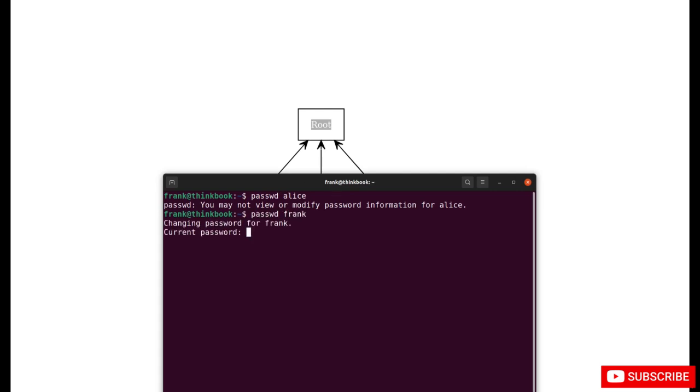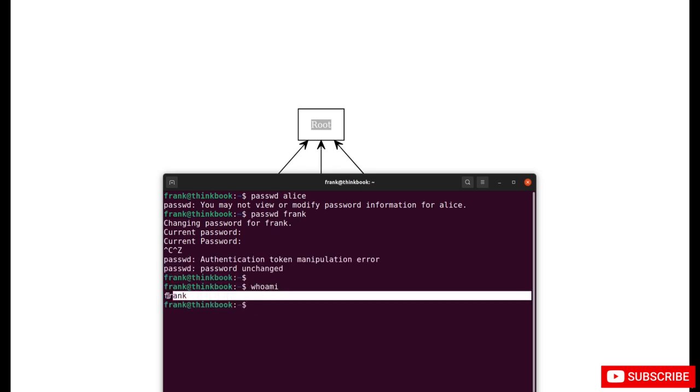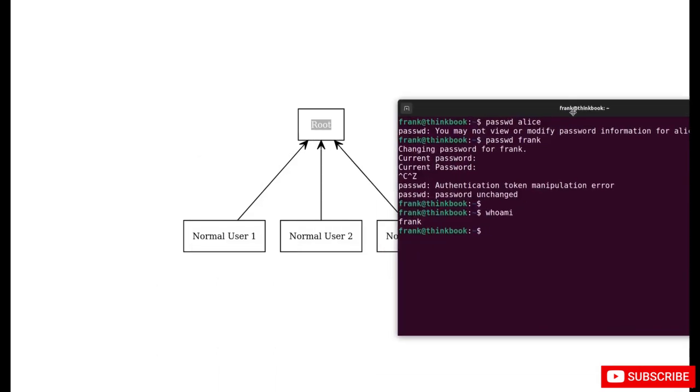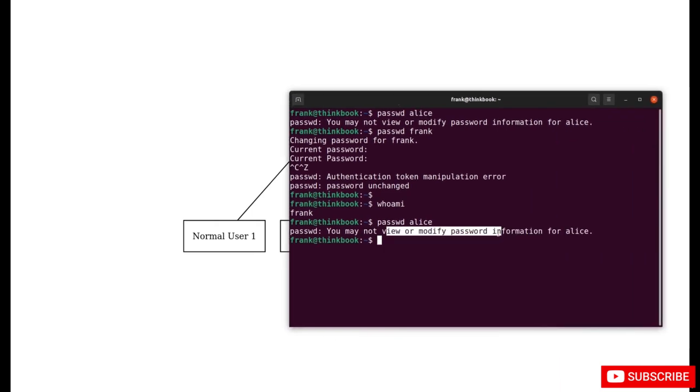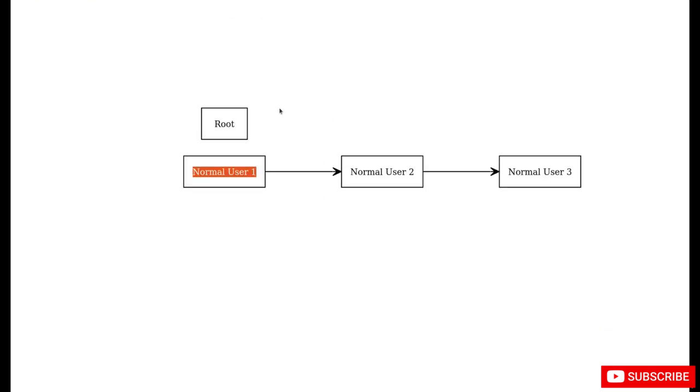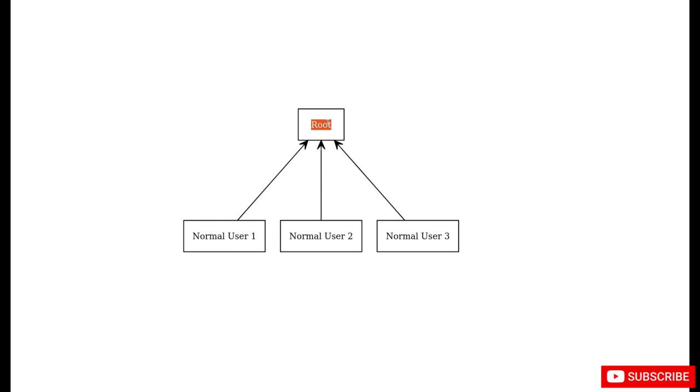So for example, if I type passwd frank, I can change that password, because I have the privileges as user Frank. But as this user, I cannot change passwords as, for example, user Alice. You'll see it says you may not view or modify the password information for Alice because I am not that user. So then you could use the horizontal privilege escalation, so become user Alice or user 2, and then change the password, or ideally you become root and you can change anything in the system.